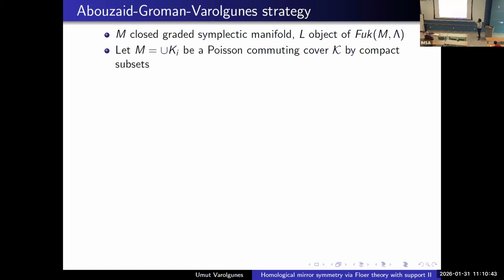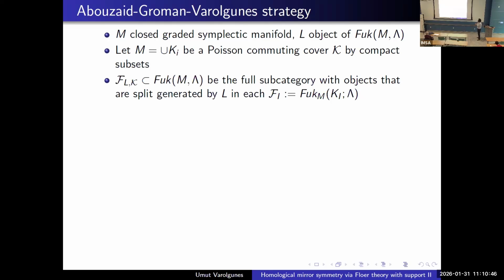Okay, great. So now let me explain to you this strategy for homological mirror symmetry. So we start with a closed graded symplectic manifold and an object of the Fukaya category. This object is supposed to be, if you do have homological mirror symmetry, the object that maps to the structure sheaf. You take a Poisson commuting cover by compact subsets, and you consider the full subcategory of the ambient Fukaya category of objects that are split generated by this Lagrangian in each of these small Fukaya categories.